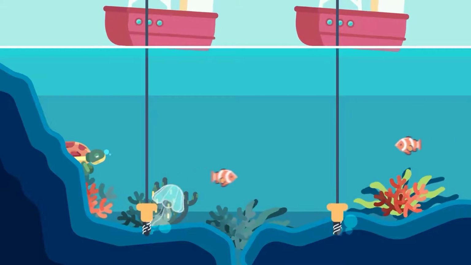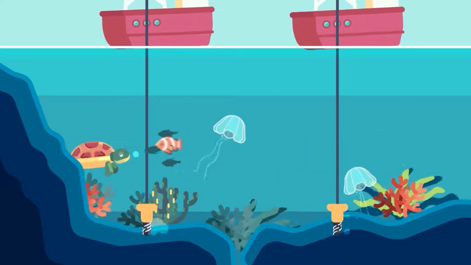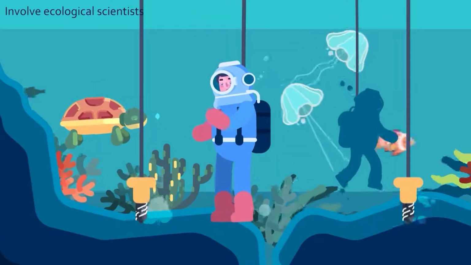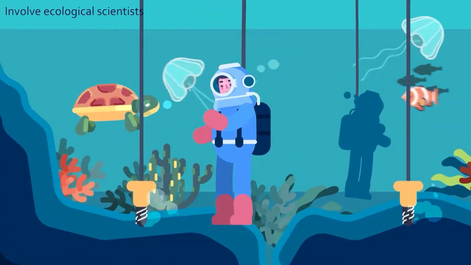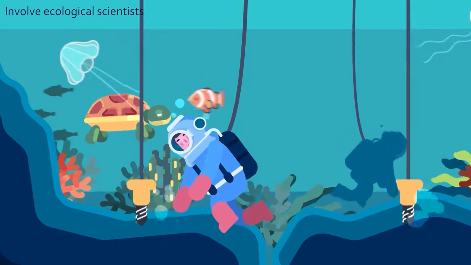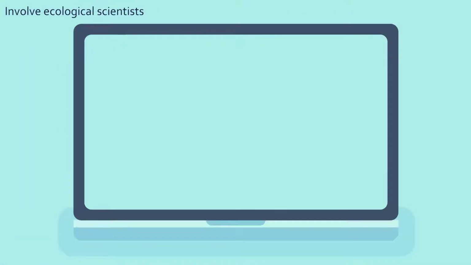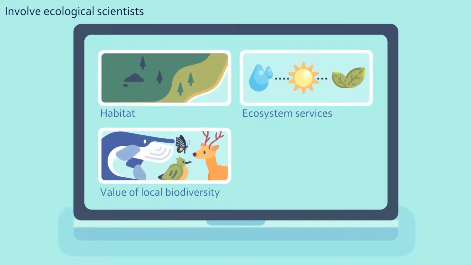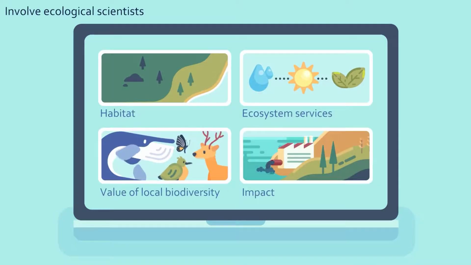It can be difficult to understand the ecological value of the area you're working in. That's why you need to bring in experts, like ecological scientists, who understand the situation and can conduct field work. They should understand the habitat, ecosystem services, and the value of local biodiversity and how your operations could impact these things.